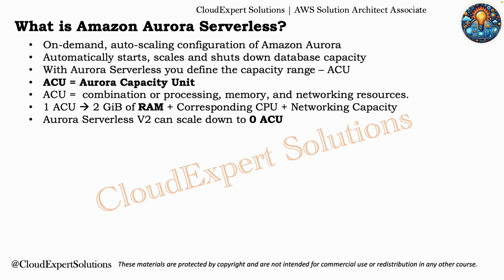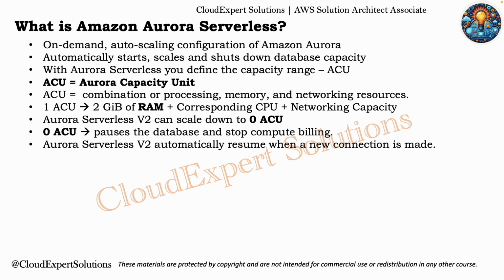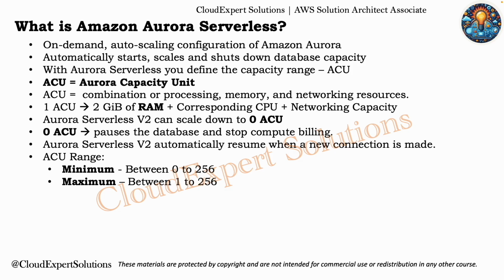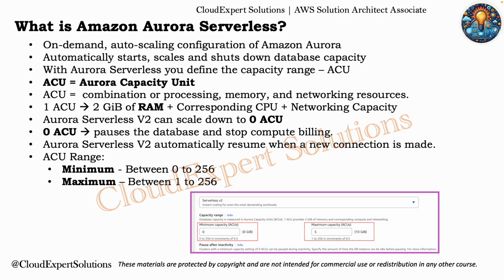For workloads with long periods of inactivity, Aurora Serverless v2 can scale down to 0 ACU. When this feature is enabled, Aurora pauses the database and stops compute billing. The database will automatically resume when a new connection is made to the database, and for Serverless v2, you can configure a minimum ACU of 0 up to a maximum ACU of 256.